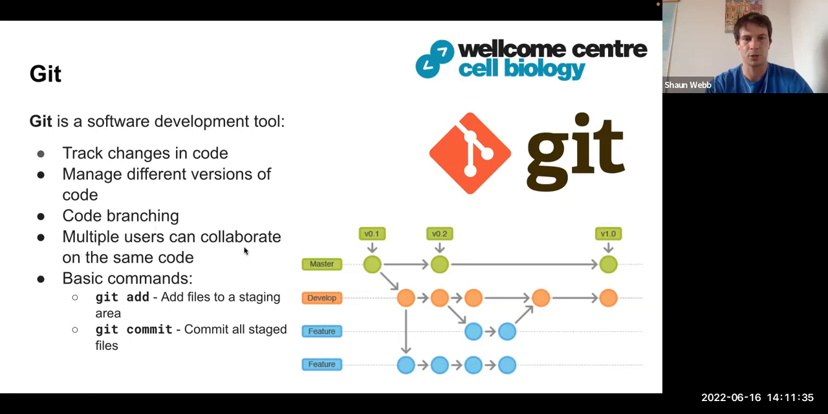Within RStudio, so RStudio has its own Git interface, and there's a couple of commands which are the basics of Git, where we have a git add command and a git commit command. So essentially, when we make changes to files, we are going to add them to our Git staging area. And then once we are happy with all the changes we've made, even to multiple files, we can then do a git commit, which essentially makes an updated version of our code.